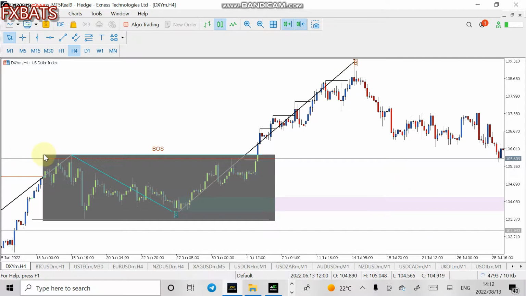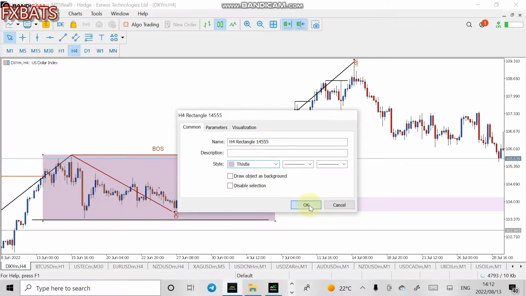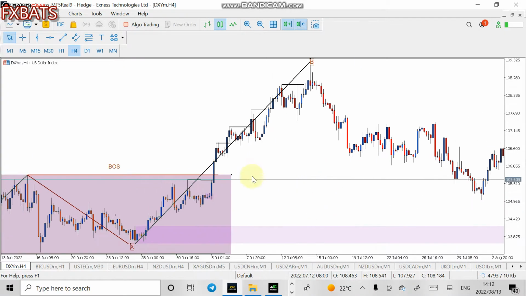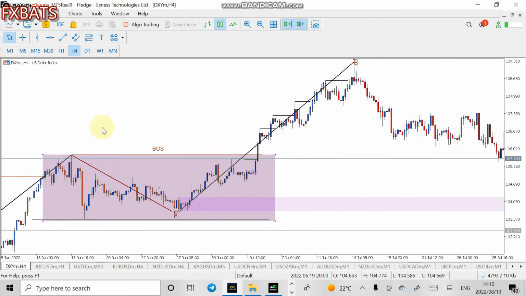So I'll be deleting this block. Maybe I'm going to change the color to make it a little bit dim. Let me make it this pink. So it's clear enough to see.